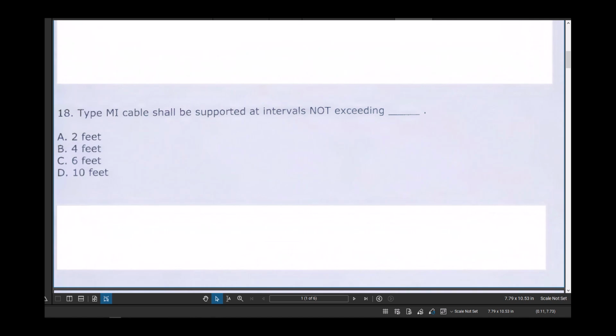Question 18. Type MI cable shall be supported at intervals not exceeding A. 2 feet, B. 4 feet, C. 6 feet, D. 10 feet.